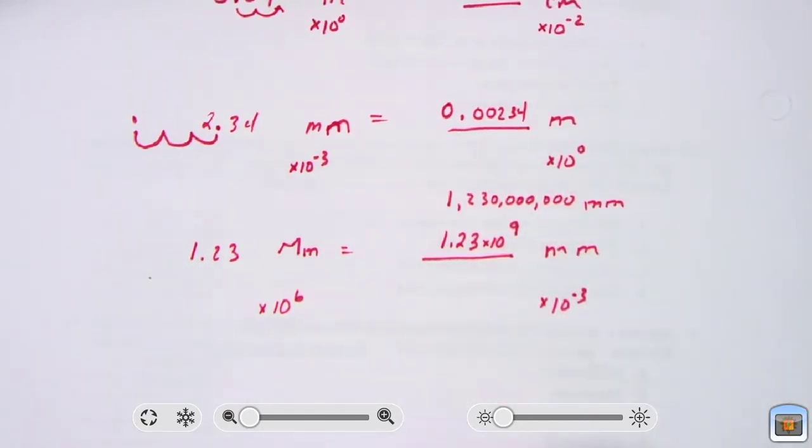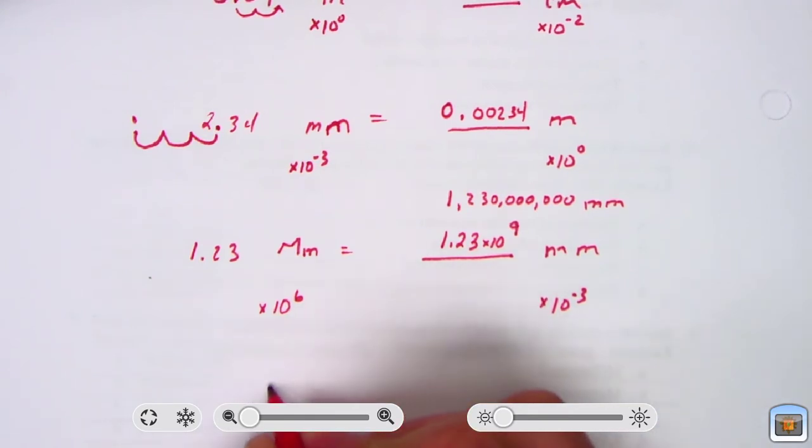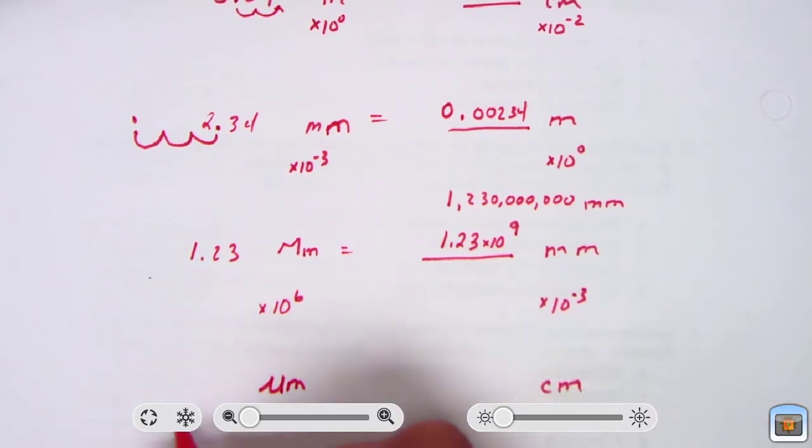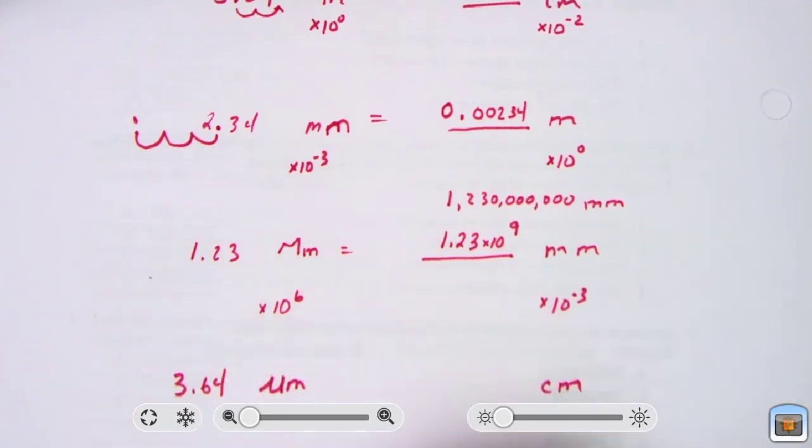Okay. Now, one last problem. Maybe I'll use the micrometers, and maybe I'll convert to centimeters. Okay. 3.64 micrometers converting to centimeters. Now, micrometers are really small. They're times 10 to the negative 6th small, and centimeters are only times 10 to the negative 2nd small.